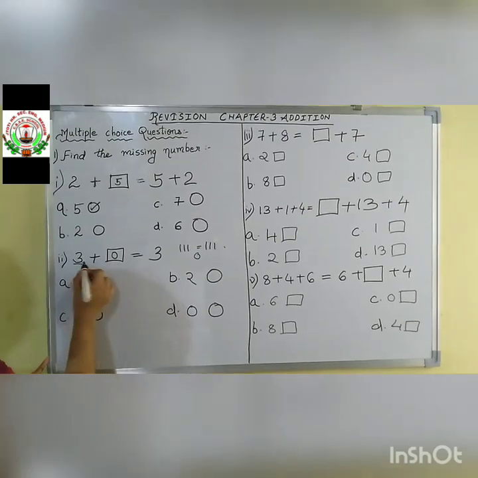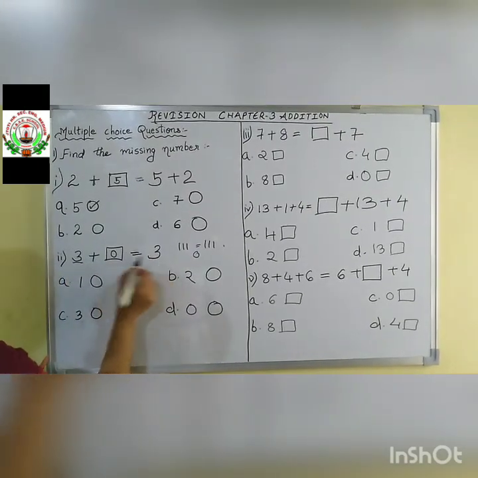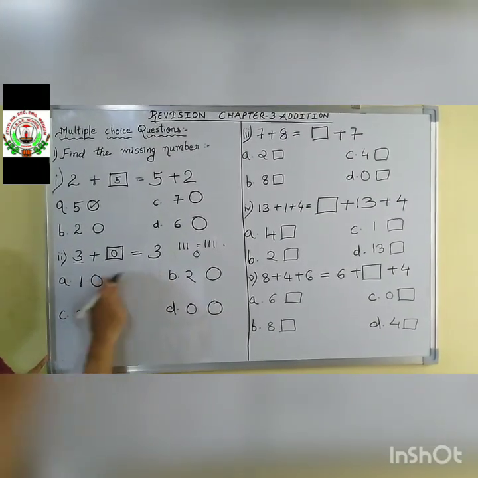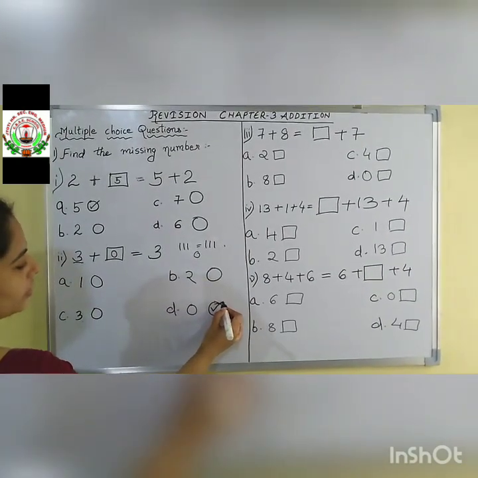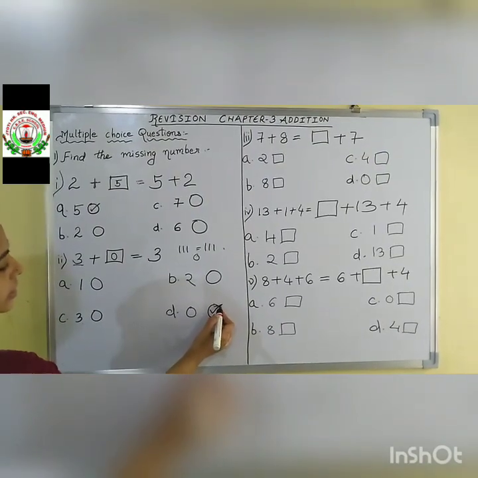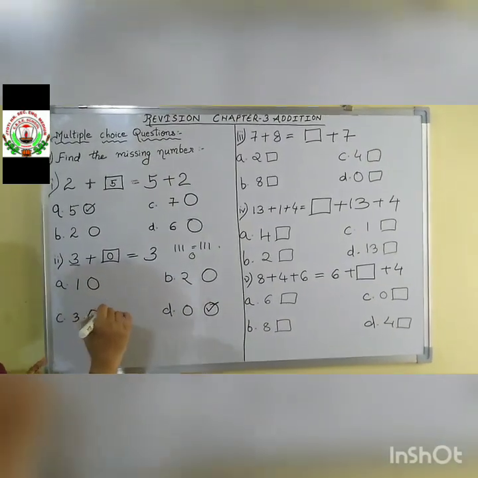If 0 is added to a number, we get the same number as the answer. Options, yes, 0. Option D is correct. 0 will come in the box. So our answer is D. We will put a tick mark like this.